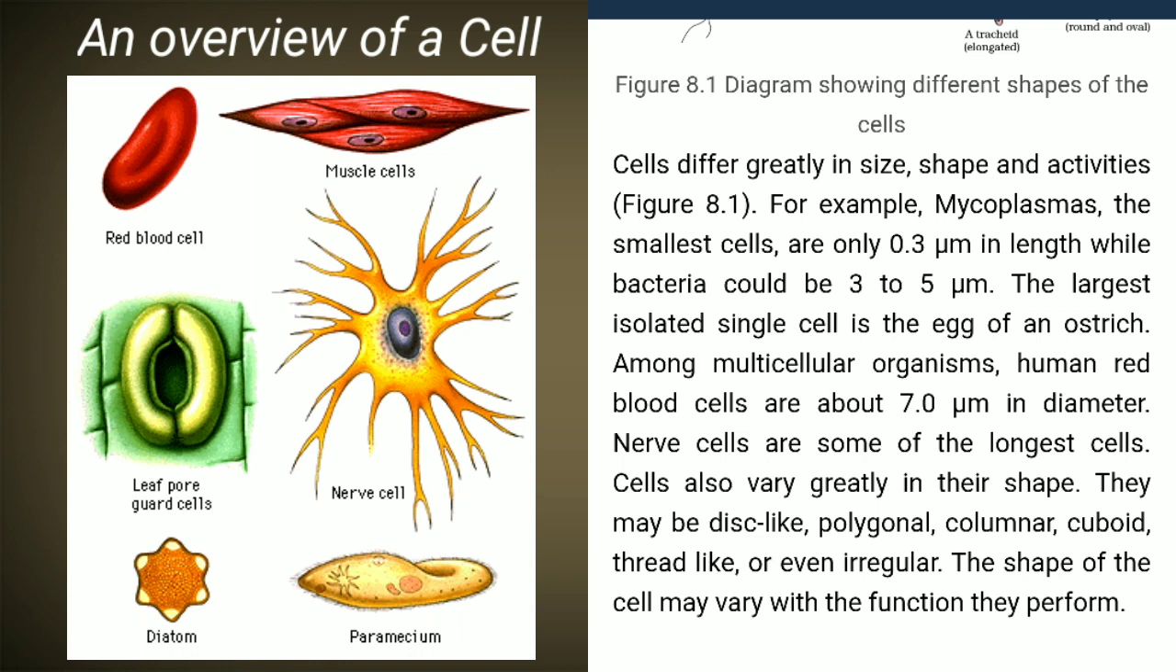Similarly, muscle cells, as you can see in the diagram, are spindle shaped. Then come the plant fiber cells, which are long and fiber-like, and have tapered ends. In both the multicellular and unicellular categories, as you can see in the diagram, paramecium, which is also a unicellular structure, has a different type of cell.